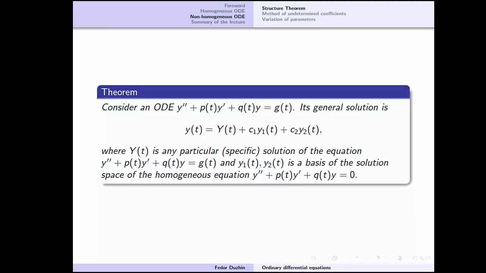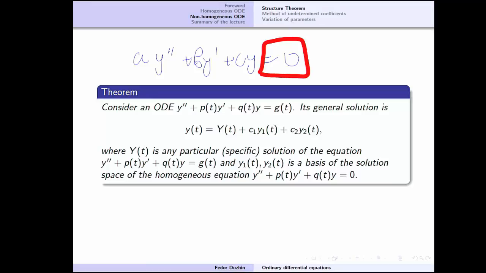So everything until now was about differential equations where the right hand side is 0. So they look like ay double prime plus by prime plus cy is 0, right? So the right hand side is 0. So these are homogeneous equations.